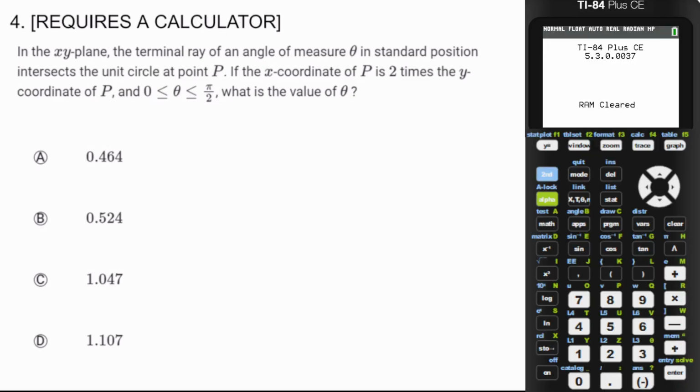We're saying in the xy plane, the terminal ray of theta in standard position intersects the unit circle at point P. The x-coordinate of P is 2 times the y-coordinate of P, and theta is between 0 and pi over 2. What's the value of theta? Yeah, I remember I really liked this one.